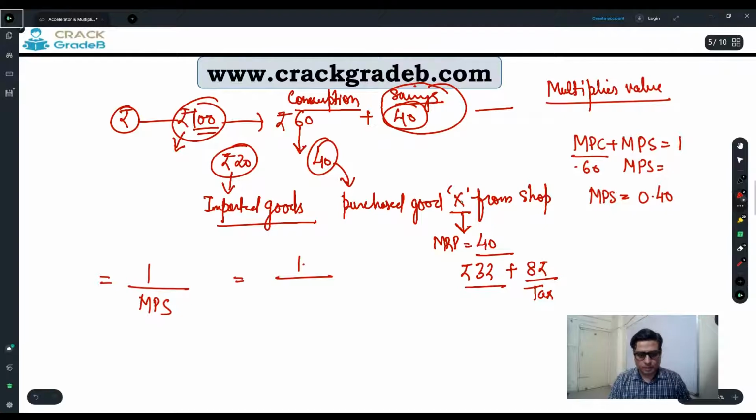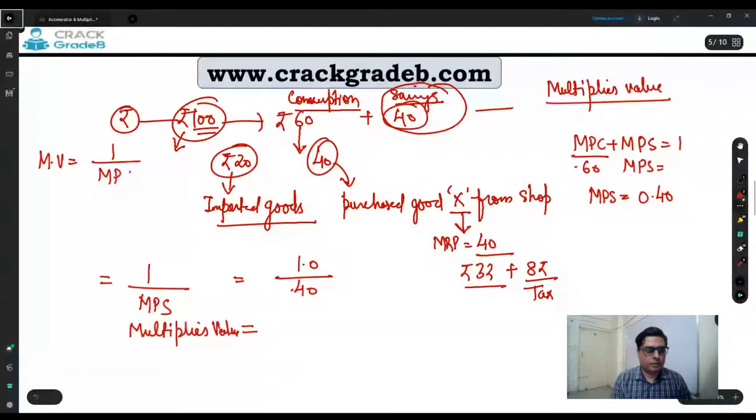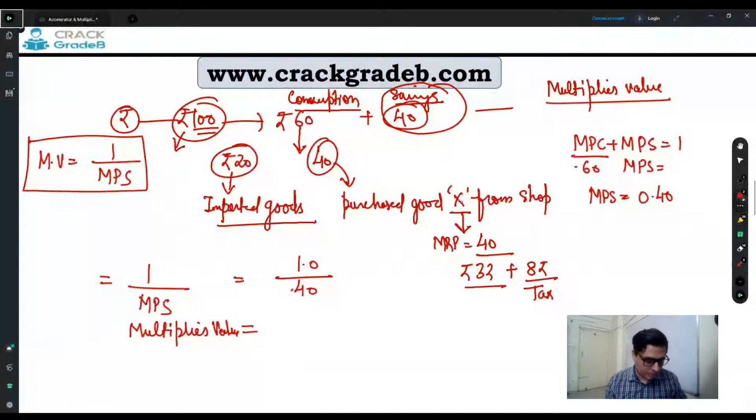So 1 upon 0.40. Right. So if we go by this formula, what will be the value of the multiplier effect? Tell me the answer. What formula? Multiplier value is equal to 1 upon MPS. If we go by this formula, what will be the value? 1 upon 0.40. Tell me the answer.